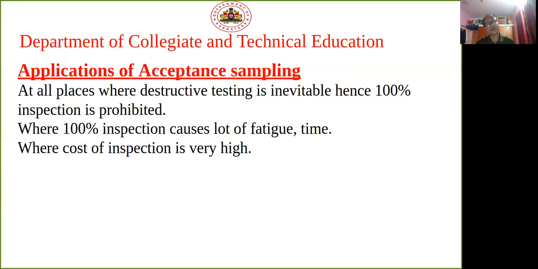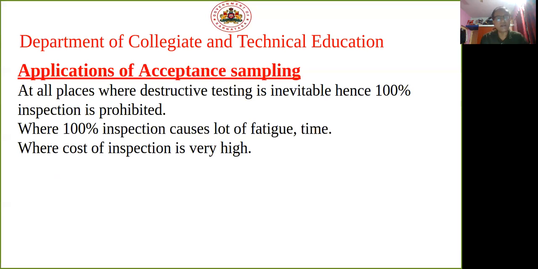Suppose there is a manufacturing industry, and you are using 100% inspection, and the cost itself is increasing or it is high, then we cannot go for the 100% inspection. We have to go for the acceptance sampling, because the cost is very low in case of the acceptance sampling. So these are the applications of the acceptance sampling.